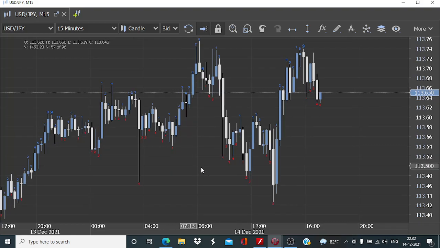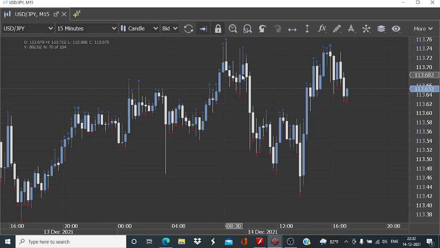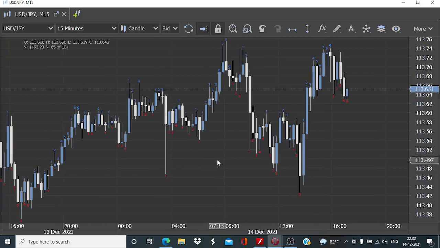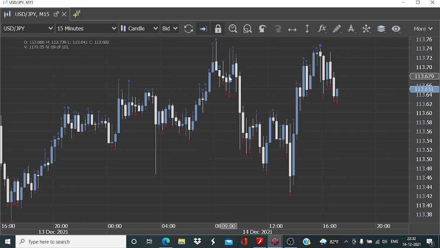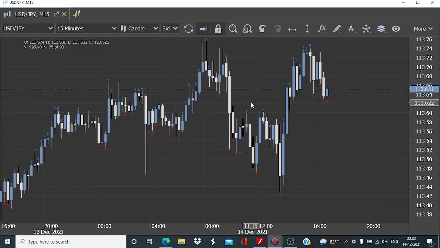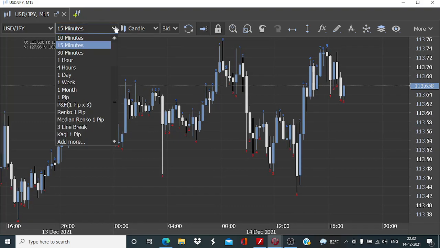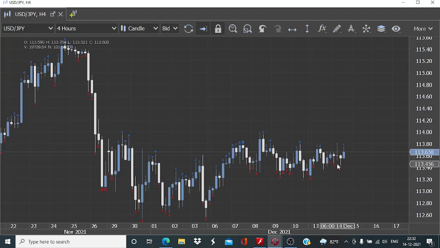And as you can observe from the chart, not all the times this formation holds, and that is why we are using it in a multi-layered format. The larger trend will be determined using the 4-hourly formation, and then to pinpoint the entry, we will be using this 15-minute formation.